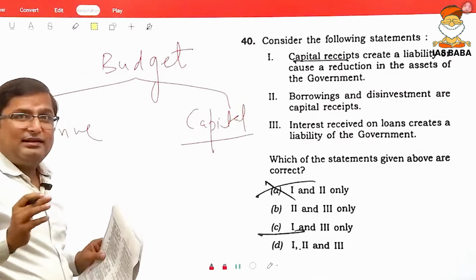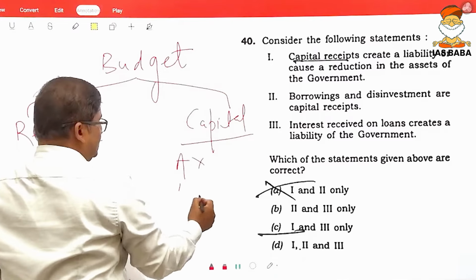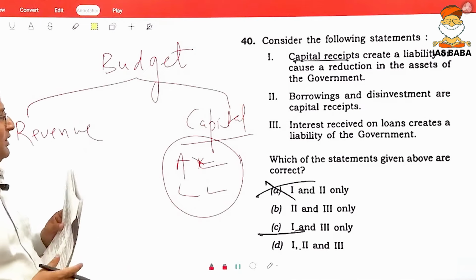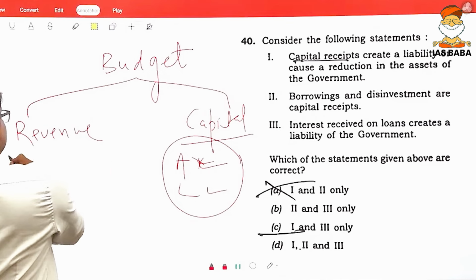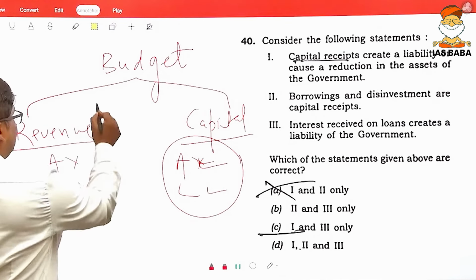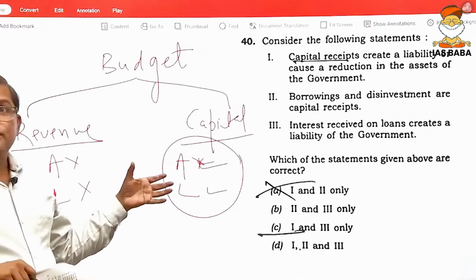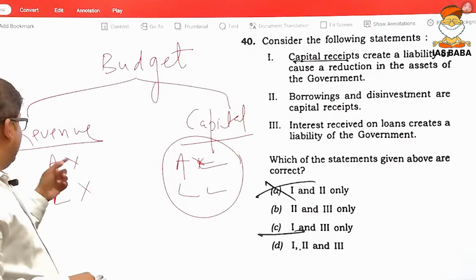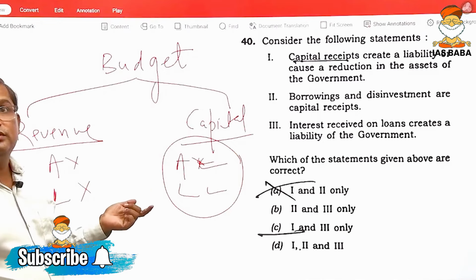Very clearly I have told in the class that the capital component considers asset and liability. Means if there will be an impact on the asset and liability of the government, then that will be considered under the capital budget. But when there is no impact on asset and liability, then that will be under the revenue component. So capital component means there will be an impact on the asset and liability of the government, and the revenue component means there will be no impact on the asset and liability of the government.